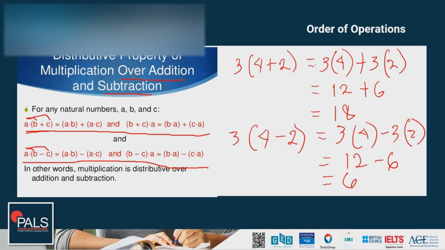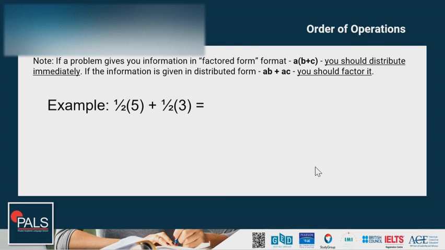If a problem gives you information in factored form, or factored format, like A times B plus C, you should distribute it immediately. Okay, take note, you should distribute it immediately. If the information is given in distributed form, like AB plus AC, you should factor it.